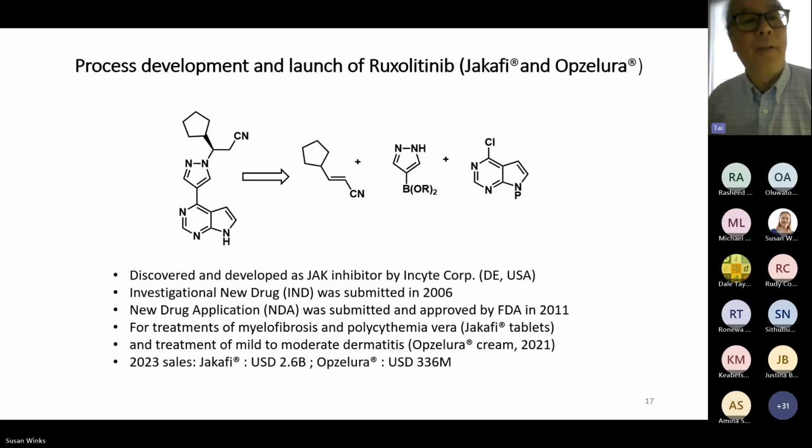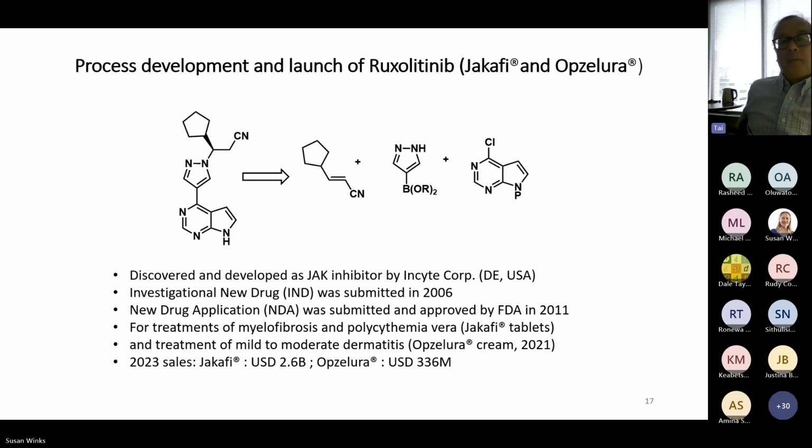So this part of the seminar talks about the process development and the commercial launch of ruxolitinib, which is the generic name of the compound. And this drug is sold as a tablet, as Jakafi, and a cream called Opzelura. So a little bit history on the drug. It was discovered and developed as a Janus kinase inhibitor by Incyte Corporation, and we filed the investigational new drug application to the FDA in 2006. That was the time I joined the company.